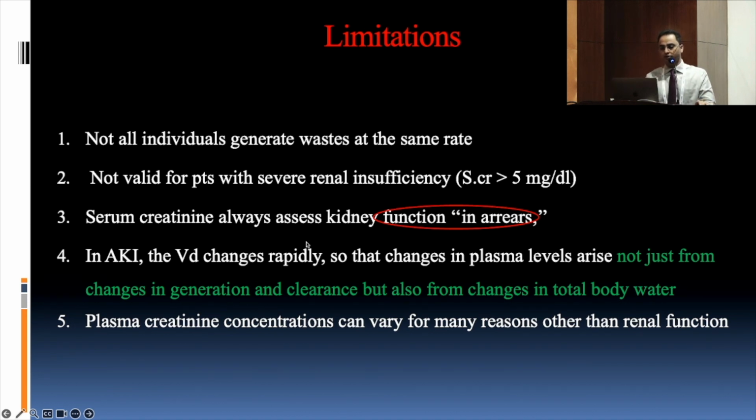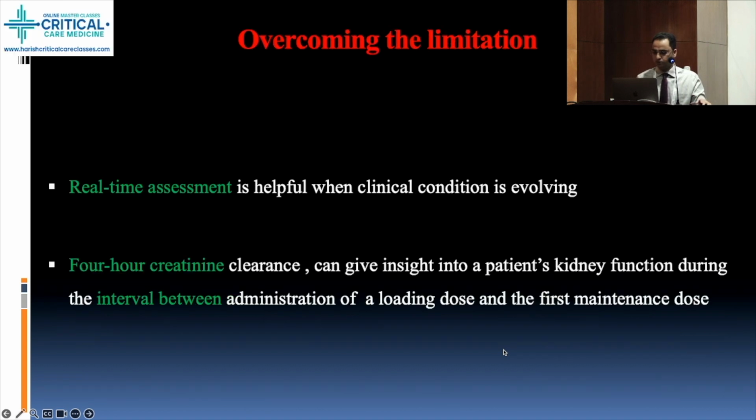So serum creatinine always assesses the kidney function in arrears. This is what I told, okay. So there will be a lot of delay. In AKI, the volume of distribution changes rapidly, so changes in plasma levels arise not just from changes in generation and clearance, but also from the change in the body water. We are neglecting this when we just stick to creatinine clearance calculation and adjusting the dosage. Plasma creatinine concentration can vary with many other reasons which I mentioned already, okay.